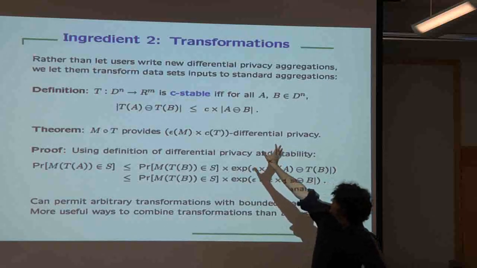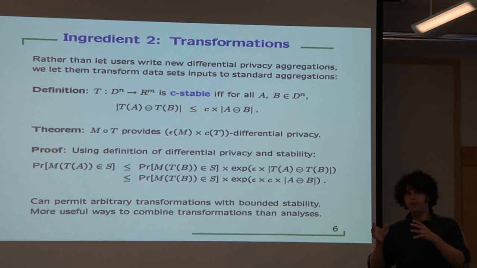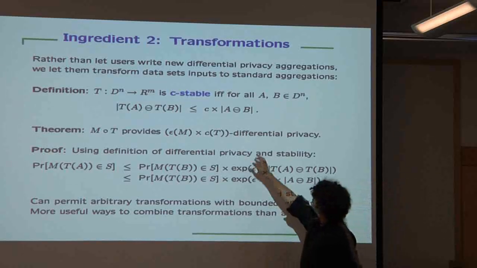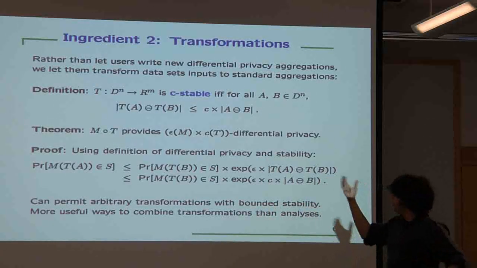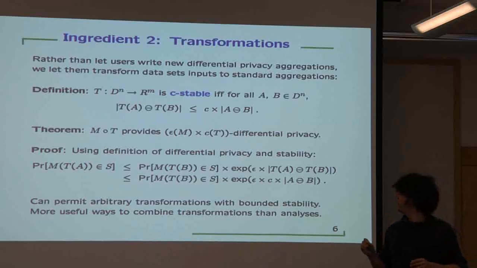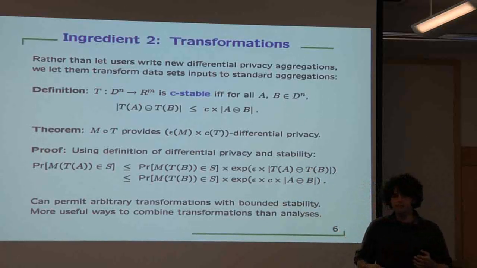So I'm going to call a transformation stable, or C-stable, if it has the property that it doesn't amplify differences in data sets especially much when I apply the transformation. So if I think of two data sets A and B that have a certain symmetric difference, when I apply the transformation, I get the transformed A and transformed B. If the symmetric difference hasn't grown by more than a factor of C, I'll call this C-stable.